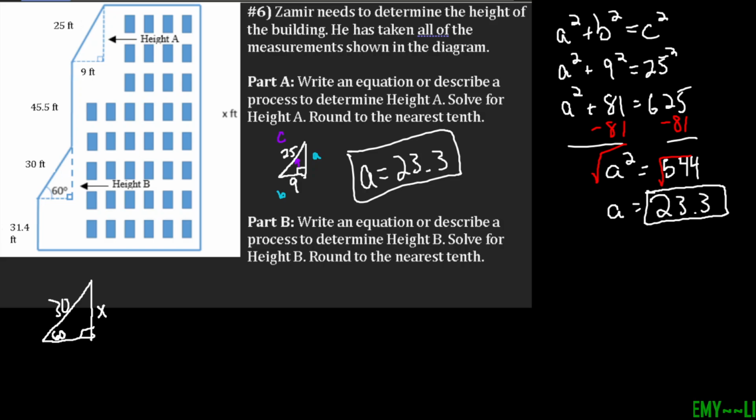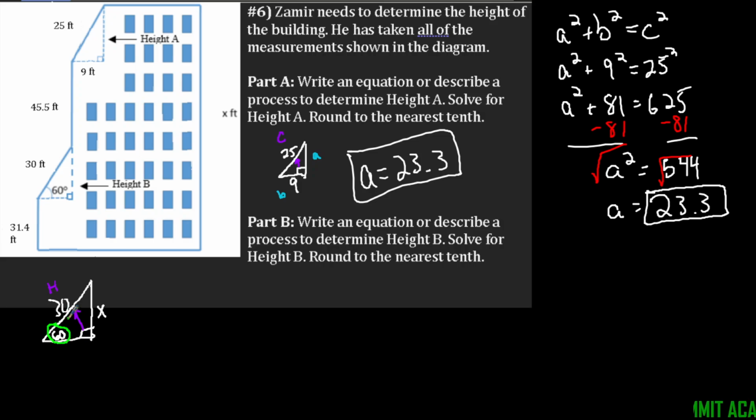Alright, so we drew our triangle. Now, before I pick my ratio, I need to label my sides here. Here's my right angle. Across from my right angle is my side hypotenuse. Let's find our angle inside. That's going to be angle theta.